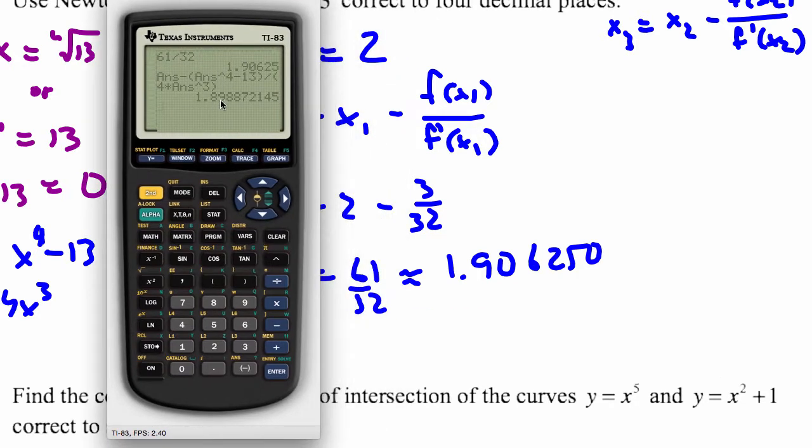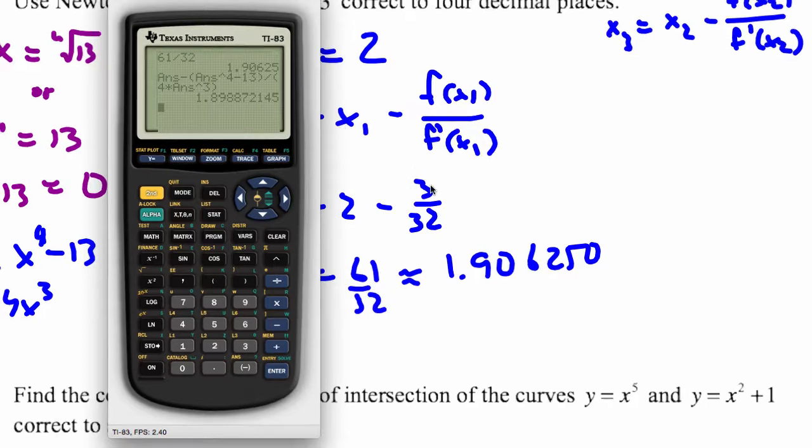1.898872145. It should be somewhat similar to what we had as our previous answer, and it is. Before we had 1.906250, now we have 1.89887 whatever. So this is looking good. So I'm going to write this answer down.